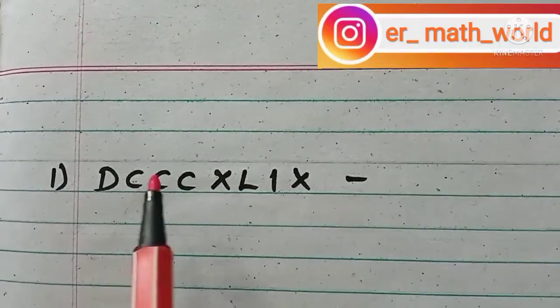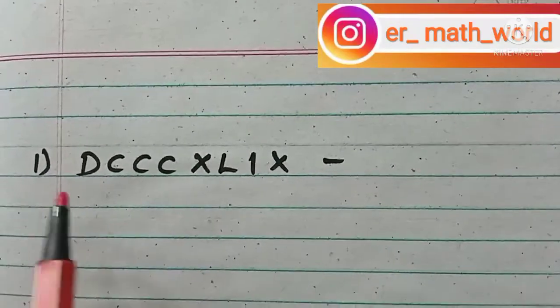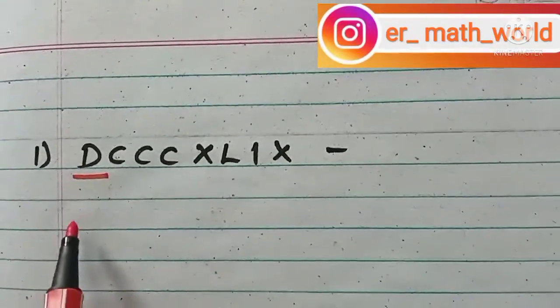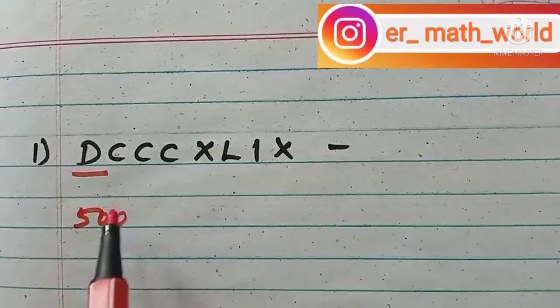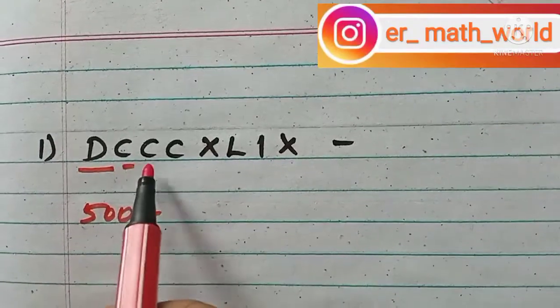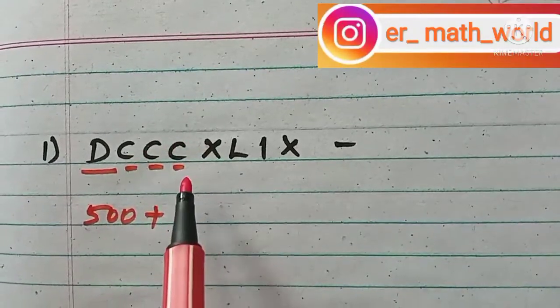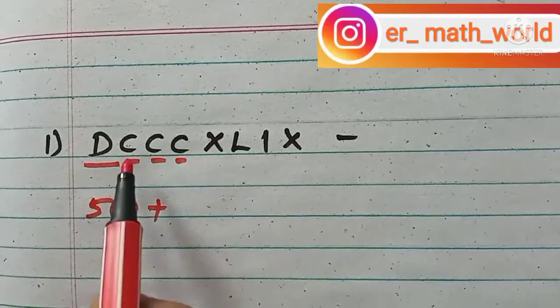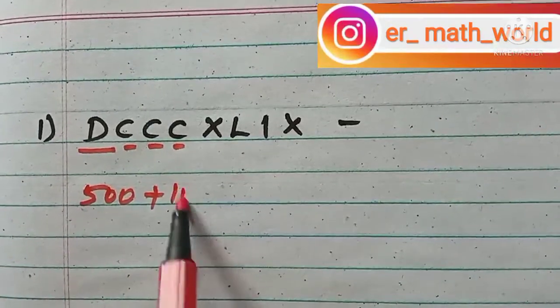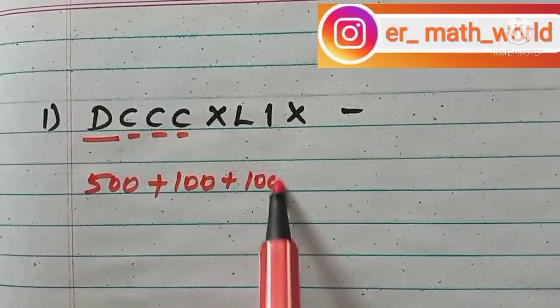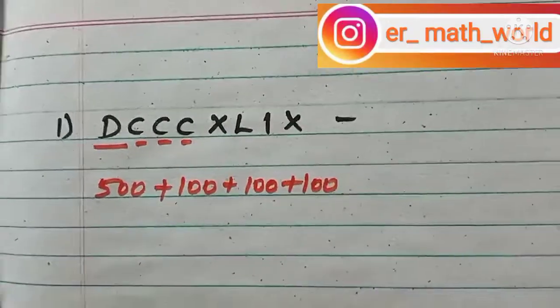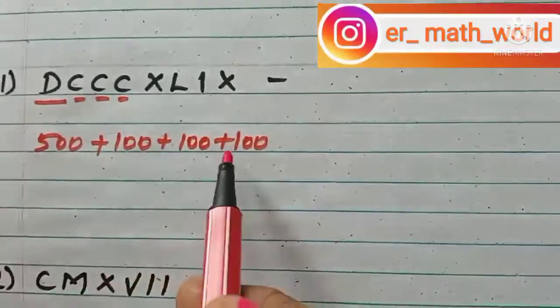Now the first example: DCCCXLIX. Let us give the values. D, we know, is 500. Again C: how many C's are here? 3 C's. C's value is 100, so 100 plus 100, plus one more 100. So 300 you have to write.